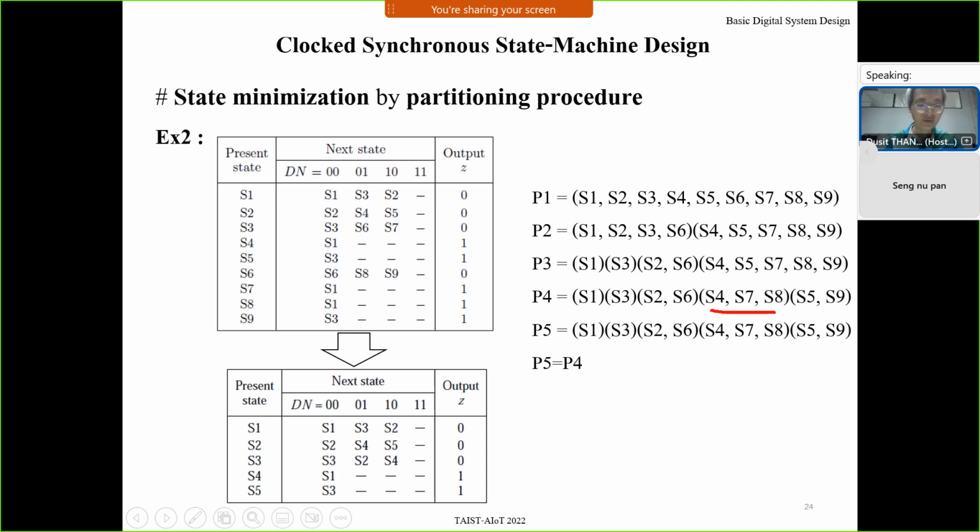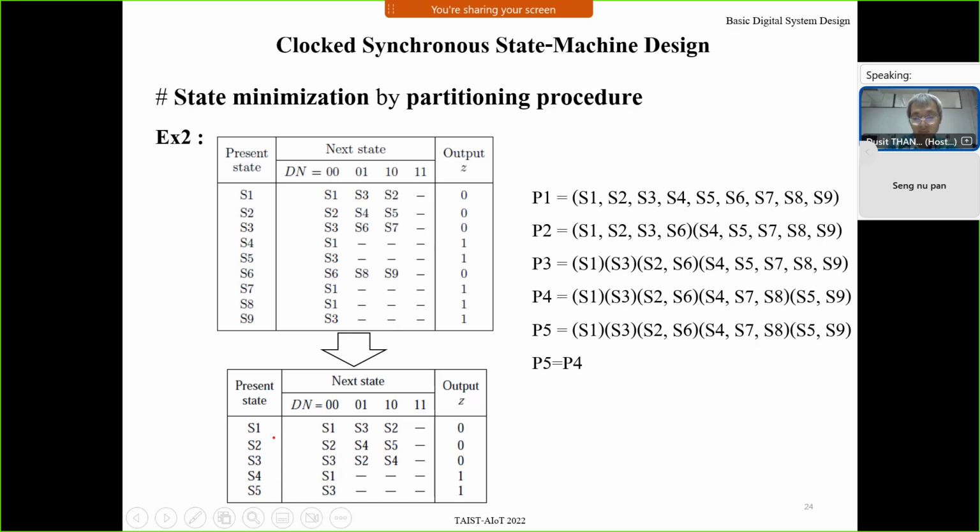And 4 is 4, 7, 8 is 4, 7, 8. The next state for this input is 1, 1, 1. Okay, the same, and the left is unspecified. So it's possible to be equivalent states. And for S5 and S9, next state is S3, right? And same output. So that means you cannot reduce more. So there are 1, 2, 3, 4, 5 groups of equivalent states. Okay, 5 states finally.